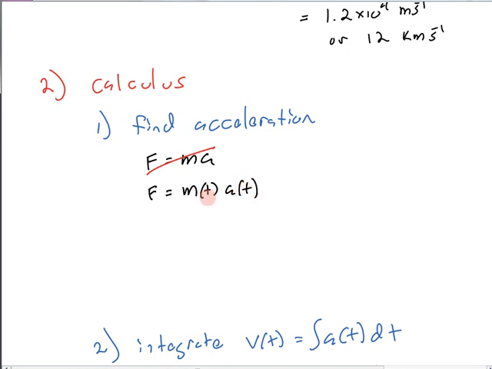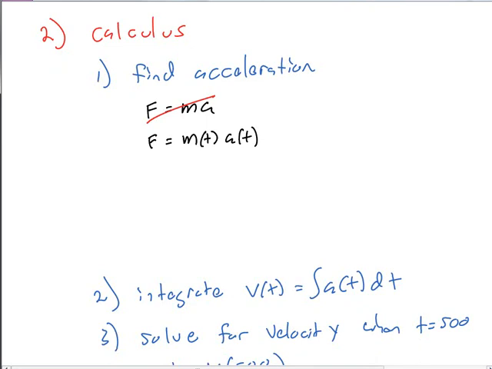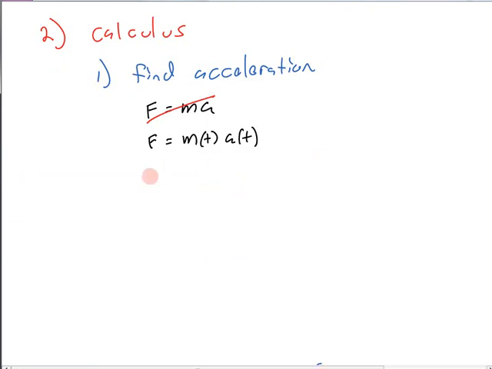This is not m times t and a times t. This is m of t, just like f of x. We'll rearrange this to solve for acceleration, and we'll get that acceleration with respect to time is equal to the force, or the thrust, divided by the mass with respect to time.